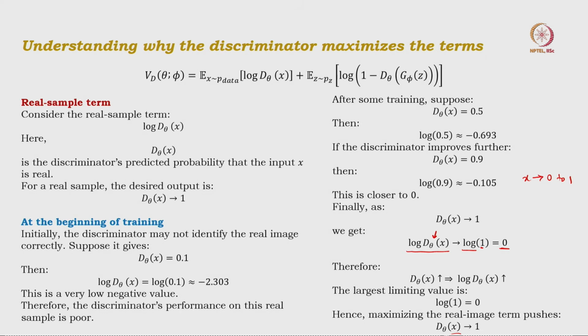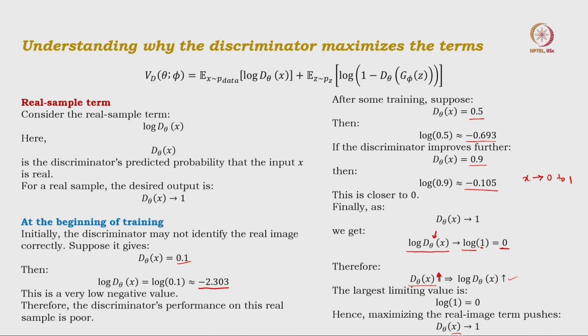Ultimately it is not exactly 1, it is closer to 1, because as D theta of x increases, log D theta of x also increases. You see, from 0.1 to 0.5 to 0.9, D theta of x is increasing. As this value increases, look at this: minus 2.3 to minus 0.6 to minus 0.1. So as D theta of x increases, the log value is also increasing.